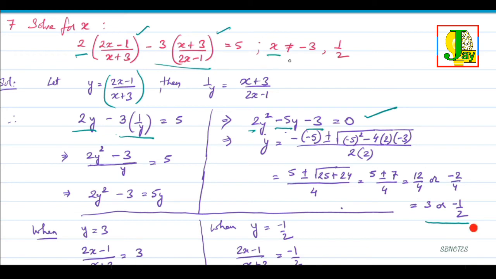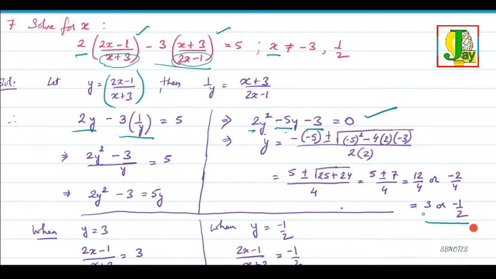Okay, so again in this question, if you see, x cannot be minus 3 and half. Why? The reason is, if you put x equals to minus 3, then this term becomes 0, and if you put x equals to half, then this term becomes 0. So any number cannot be divided by 0. That is why x cannot be equal to minus 3 or half. Okay, so now let's find out what is x.